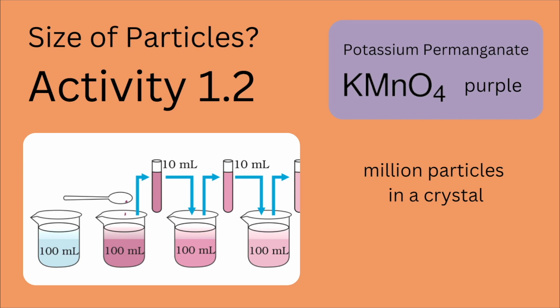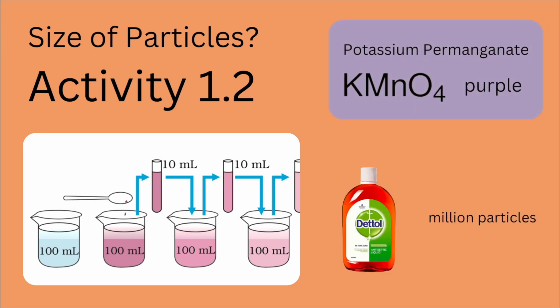So what does it exactly tell you? The one or two crystals that we dropped have millions and millions of particles in them. That is why these particles were able to split and get in between the particles of water, and that is why the solution is colored. So this is the inference that you're going to get from it: there are millions and millions of particles in a single crystal. What does that tell you? That these particles are absolutely small.